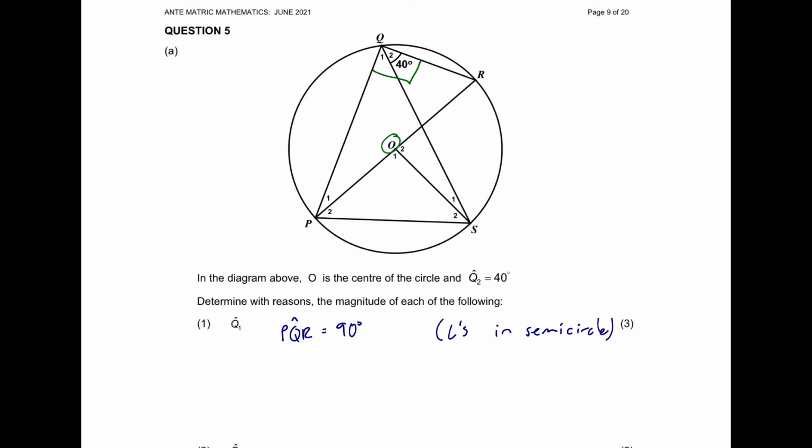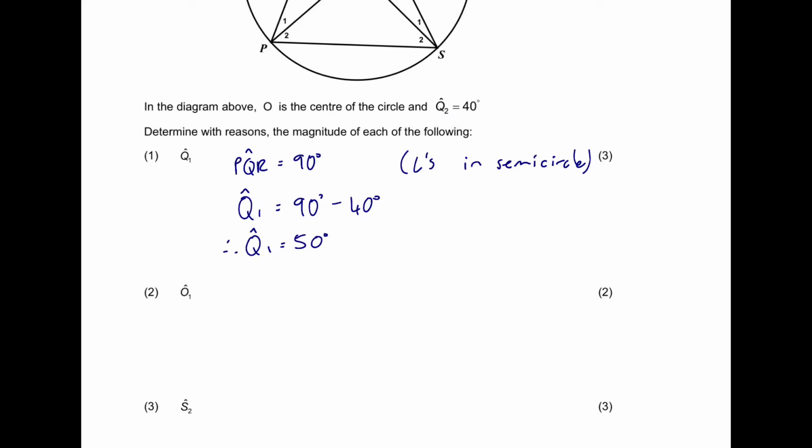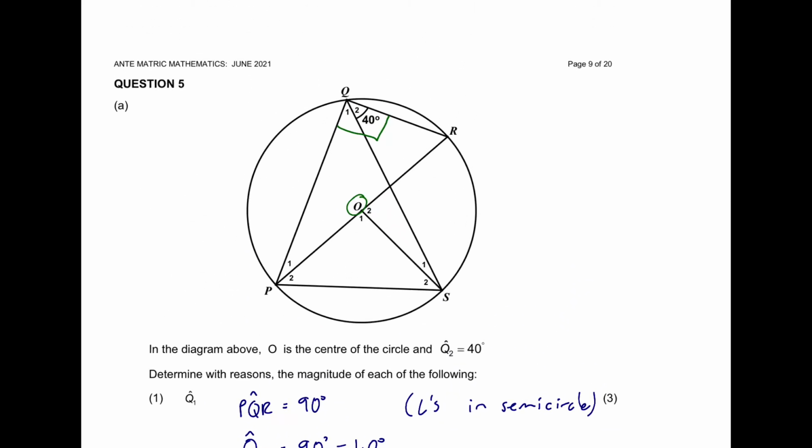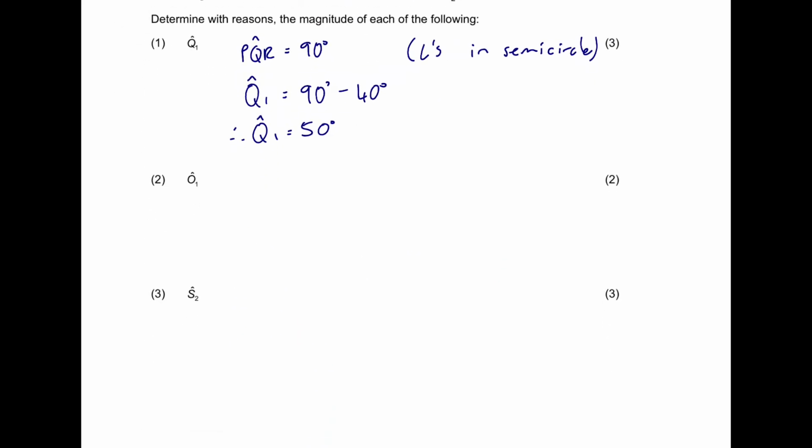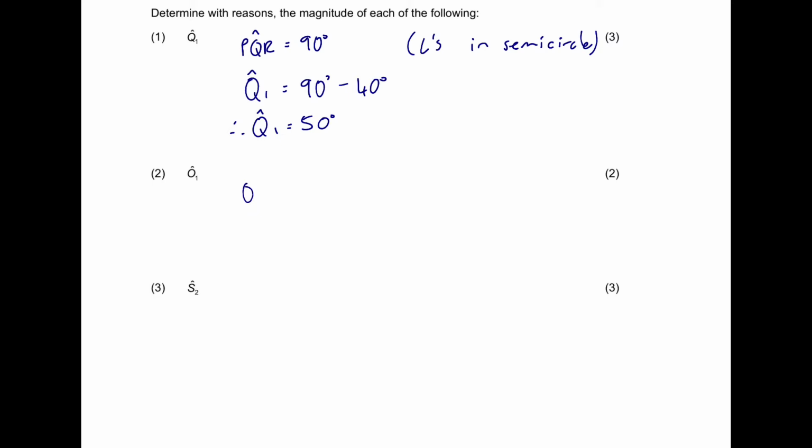And then that means that Q1 is equal to 90 degrees minus 40 degrees, because they've given that Q2 is equal to 40 degrees, so therefore Q1 is equal to 50 degrees. Question 2.1. Now if we have a look at the diagram, O1 is over here, and we've now worked out, and you should be writing in your diagram when you've worked out what things are, we know that this is now 50 degrees, which means that O1 is 100 degrees because of our angle at center reason. Alright, so O1, no working out here, is equal to 100 degrees, and the reason is angle at center is equal to twice the angle at circle.